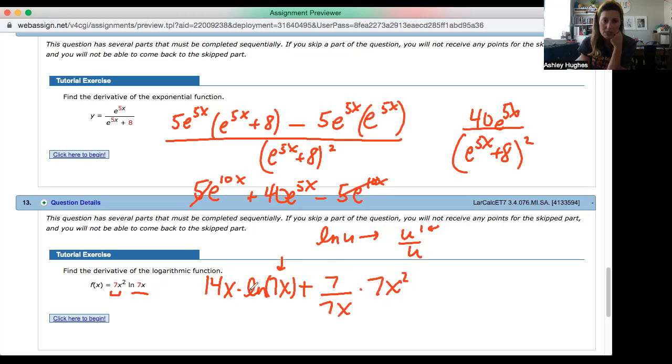Derivative of the first times the second plus derivative of the second times the first. So that 7 cancels, and one of those x's cancel. 14x ln 7x plus 7x.